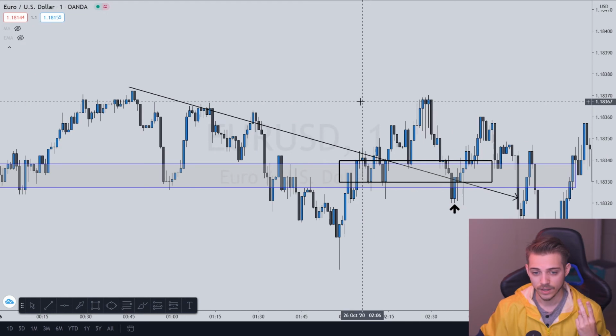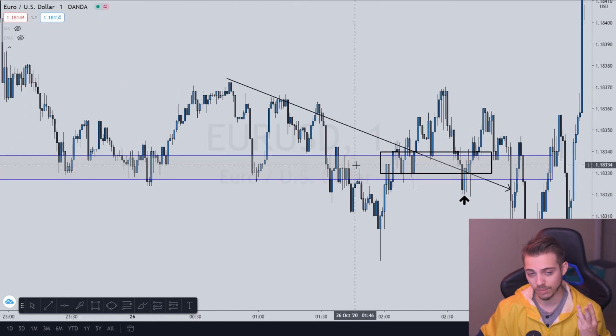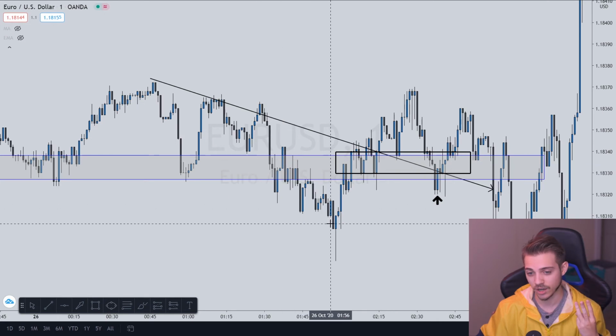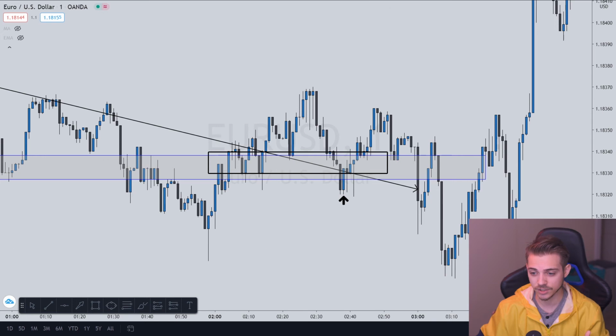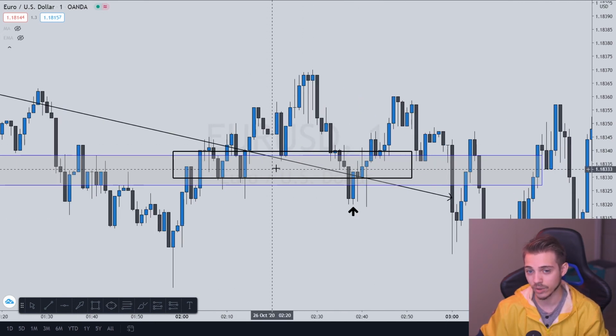That was 2. Then we see the trend line gets broken. That's 3. We also see this level right here being respected. Price tries to push out of it and then comes right back in. So that's 4. So now all I need to do is wait for price to come into this area that I've identified where I want to take my trade.